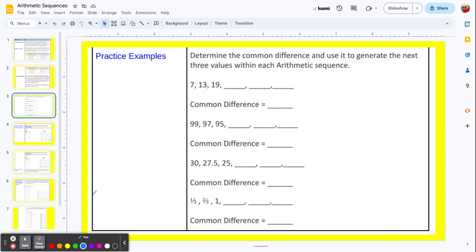Let's do some more examples, make sure you got this. It's kind of a check for understanding. If you want to pause the video and write these down on a piece of paper, and then you can check your answers, that would be great.